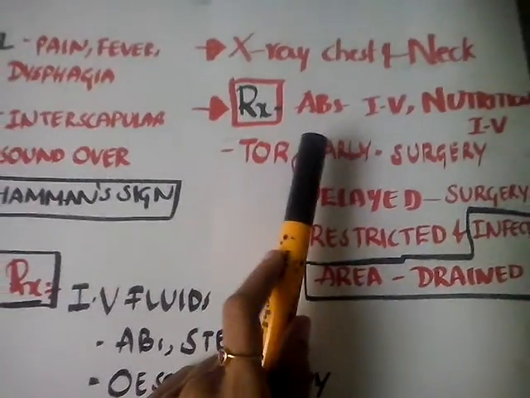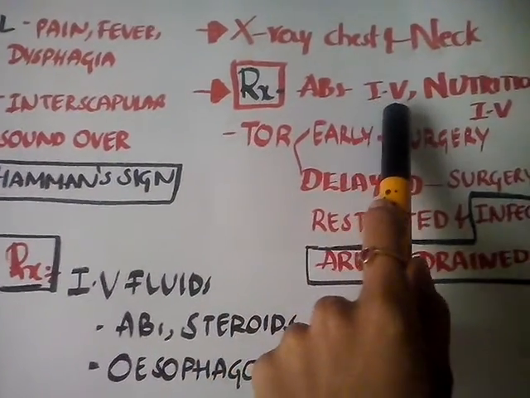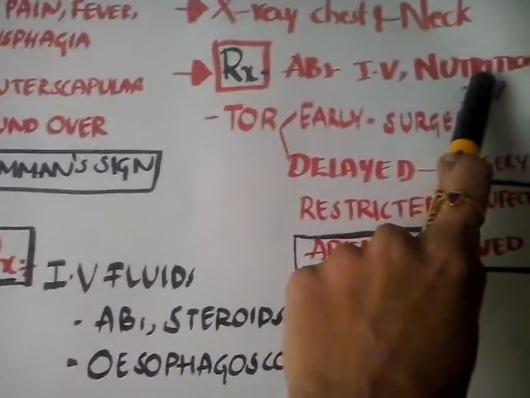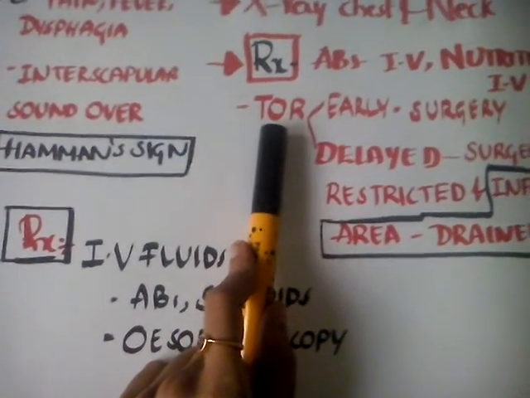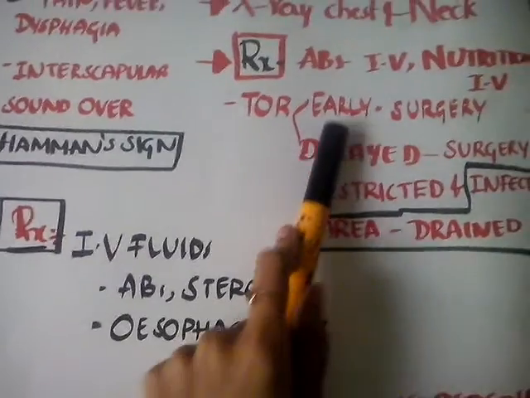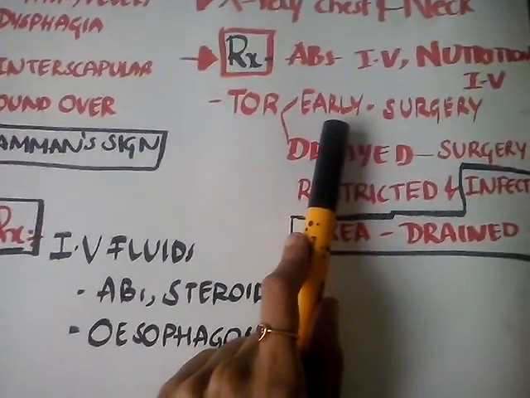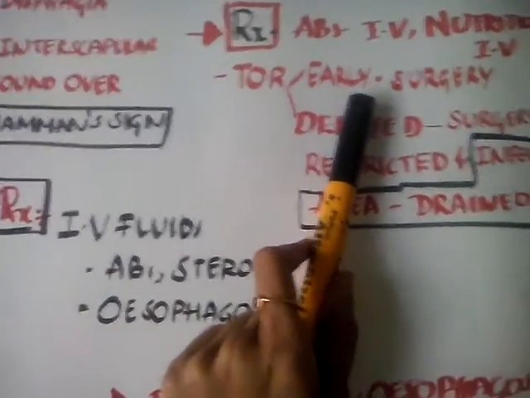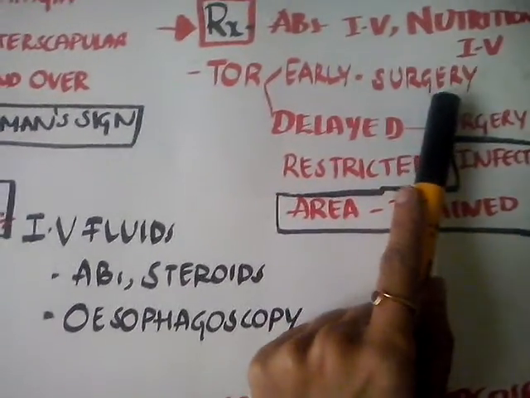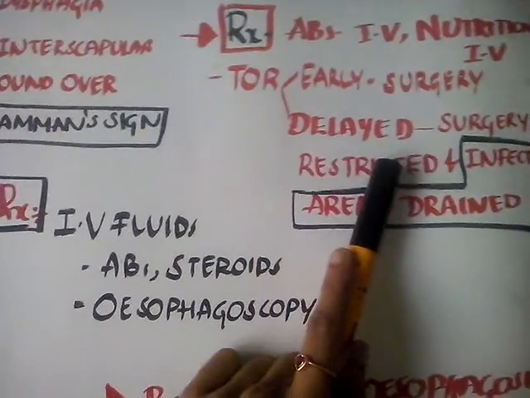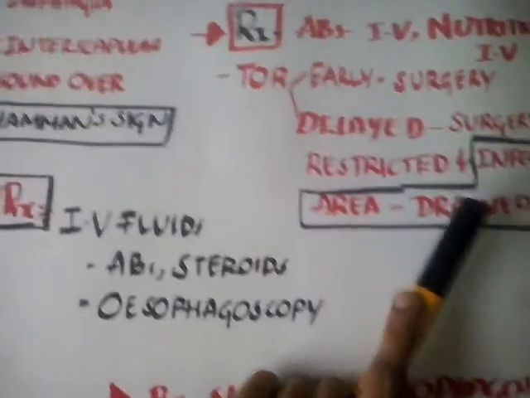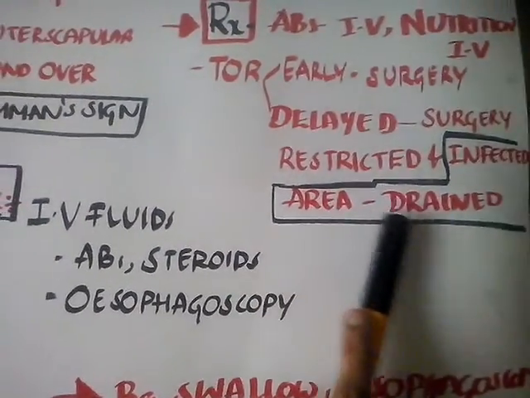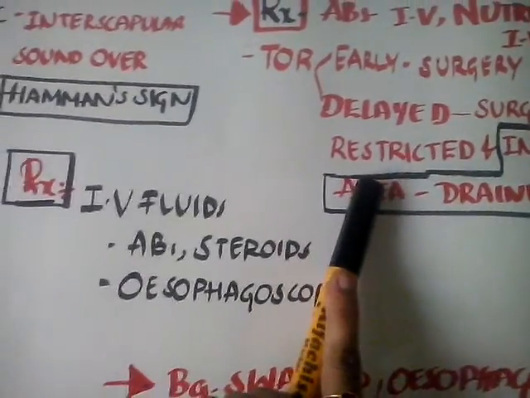Treatment: massive doses of IV antibiotics and IV nutrition are given. Oral feeds are stopped immediately. In case of thoracic esophageal rupture with early diagnosis, within 6 hours of the perforation, surgery is done and pleural effusion is drained. In case of delayed diagnosis, surgery is restricted and the infected area is drained.